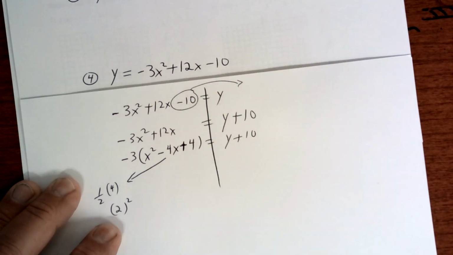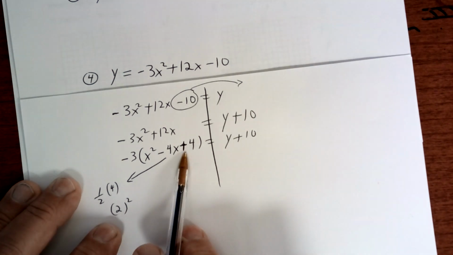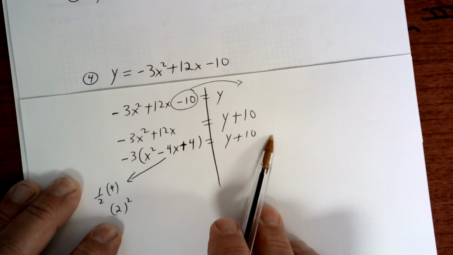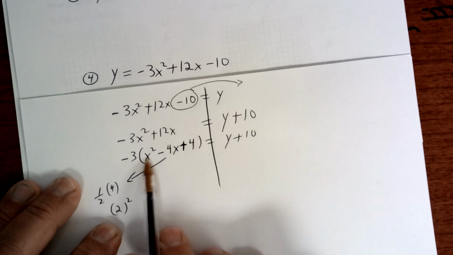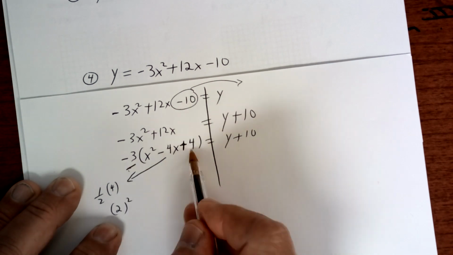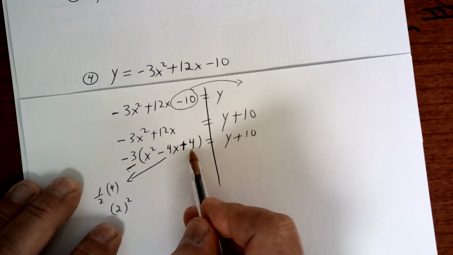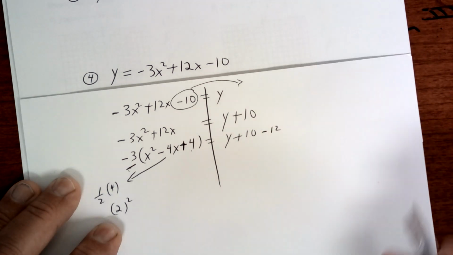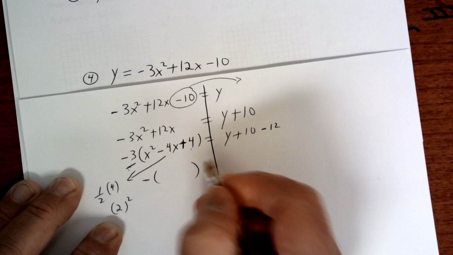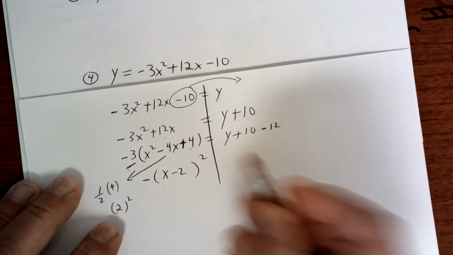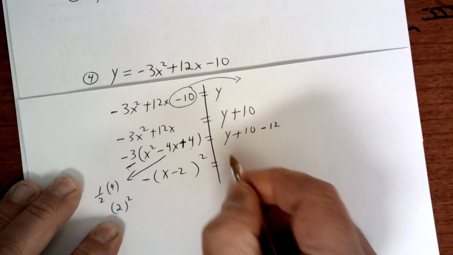Okay? Now, since I added 4 on this side, you technically have to add 4 on that side. But guess what? We got a negative 3 sitting out here. So negative 3 times 4 is really a negative 12. So what you're doing on this side is a negative 12, so you got to put a negative 12 on this side. This becomes a perfect square right here. It's going to be x minus 2, like that. This becomes whatever it is, y minus 2.